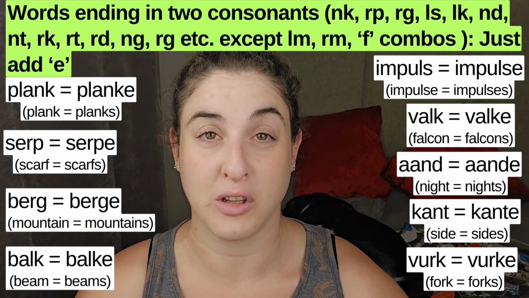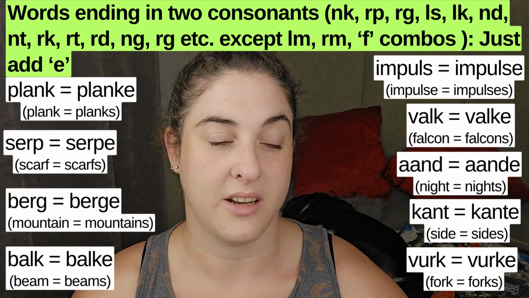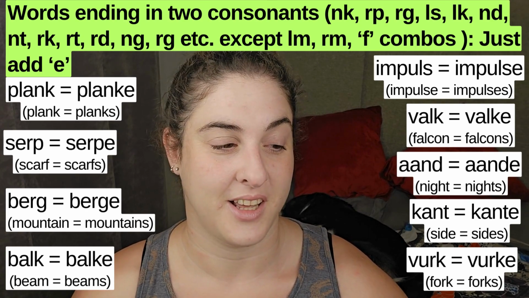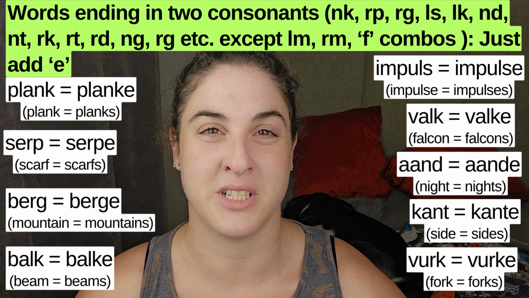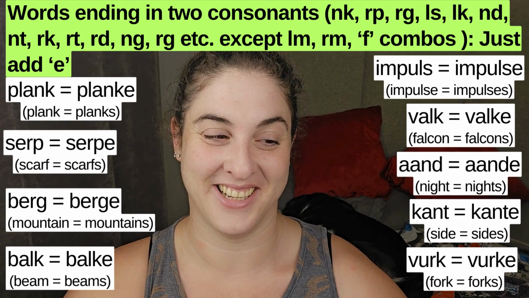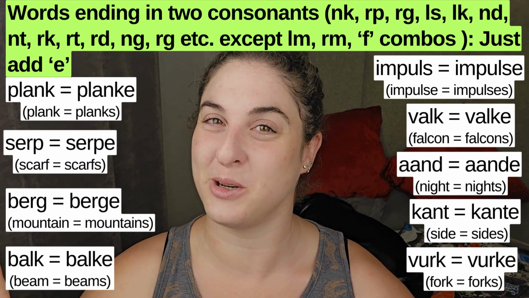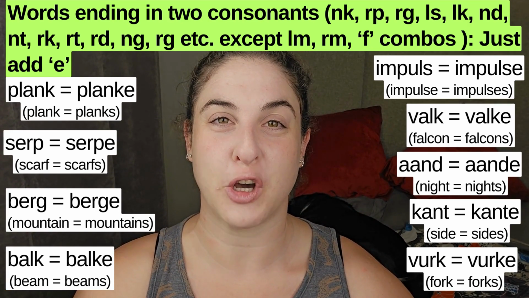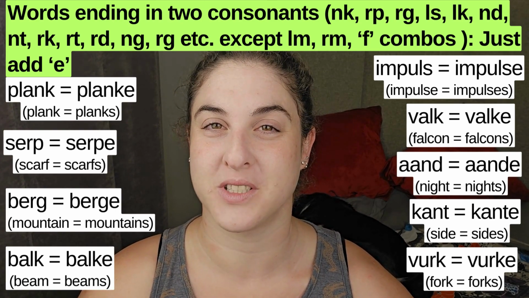Valk, valke, which is a falcon and falcons. And then aand, aande, night, nights. Kant, kante. Makes me think of a rugby situation we had a little while ago. Anyway, that aside, yes, wink, wink, and sides. Anybody from South Africa who watched the World Cup knows about kant en kante. And then vark and varke, which is fork and forks.